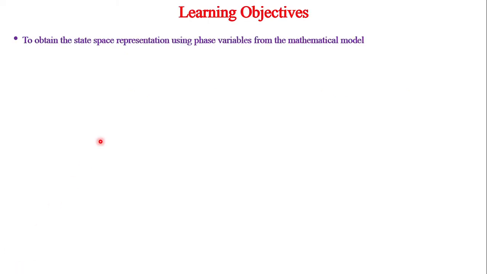The learning objective of this presentation is to obtain the state space representation using phase variables from the mathematical model. In the last few videos, we have seen how to obtain the state space analysis using physical variables, that is by considering the actual physical system involving the components of the system. How to obtain the state model we have seen. So let me recall how I have done.